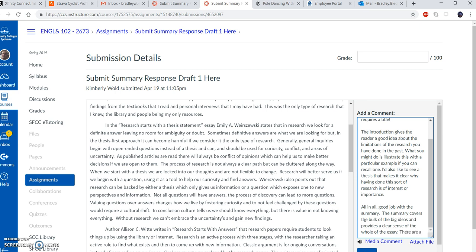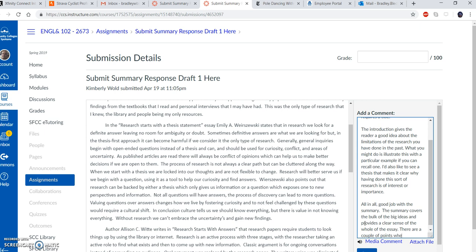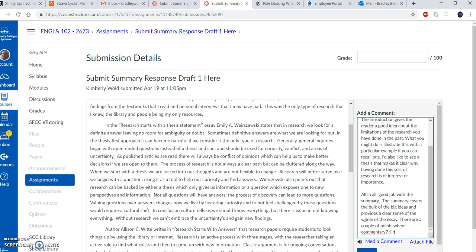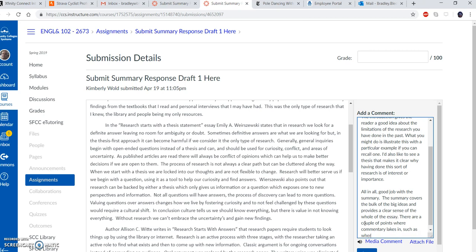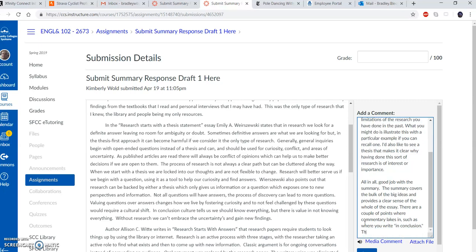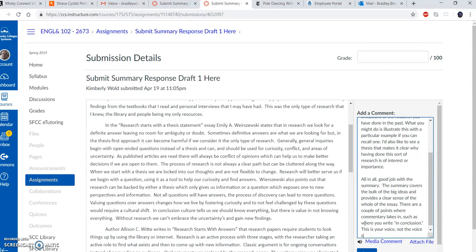So there are a couple of points where commentary leaks in. Such as where you write "in conclusion." This is your voice, not the voice of the author. Watch for that. This is very minor. I mean, we didn't see a whole lot of that.